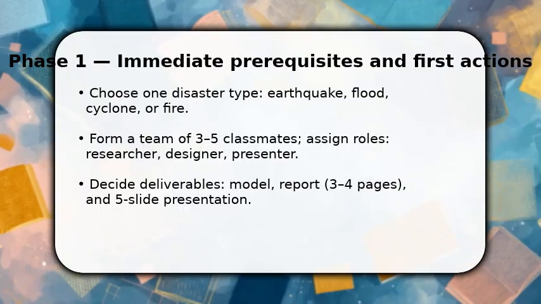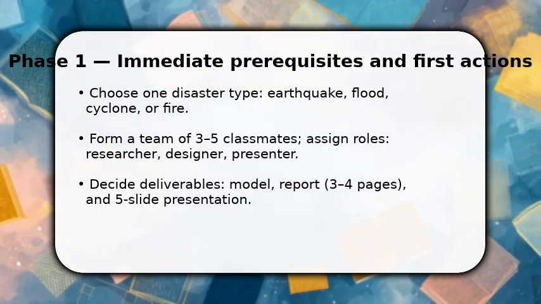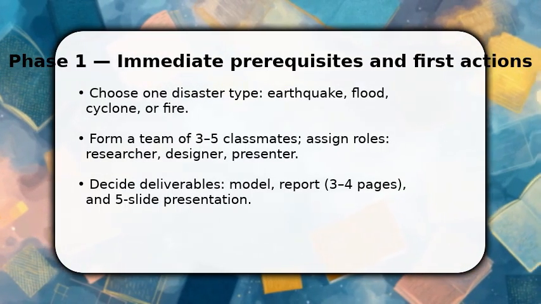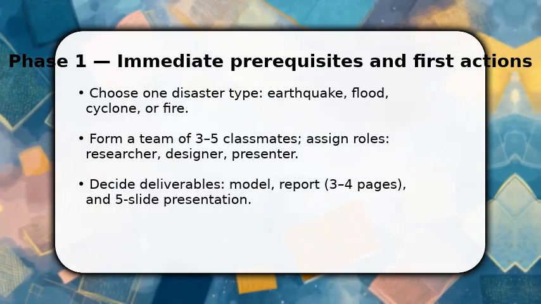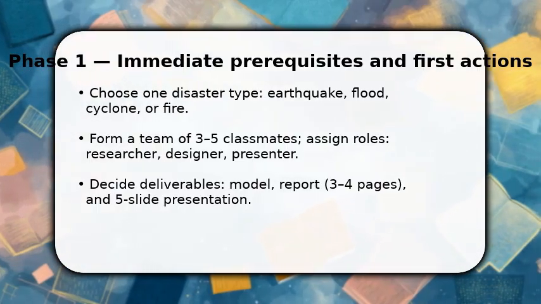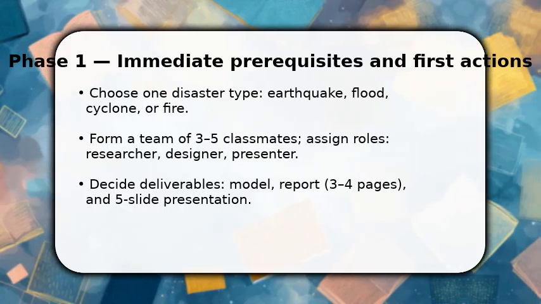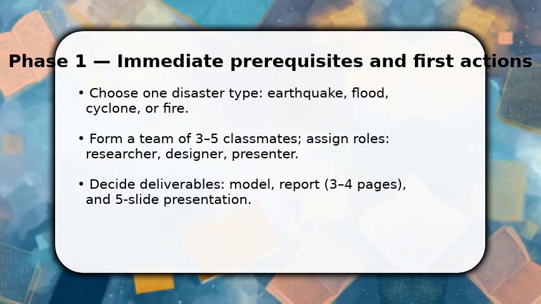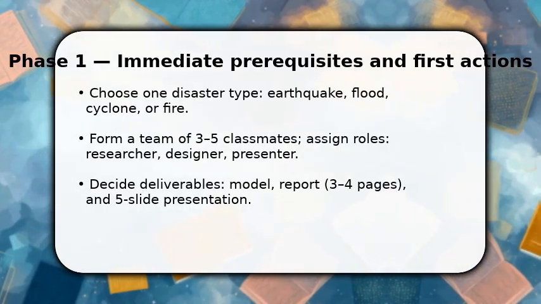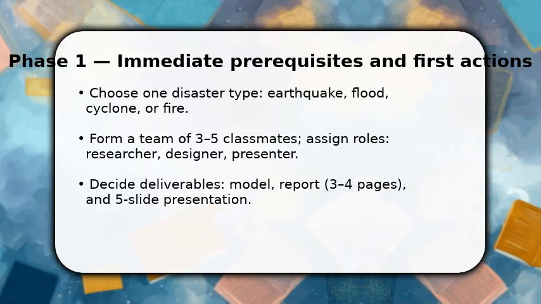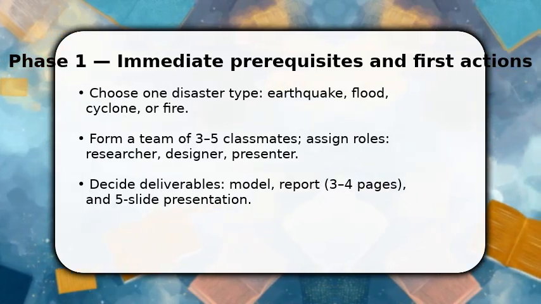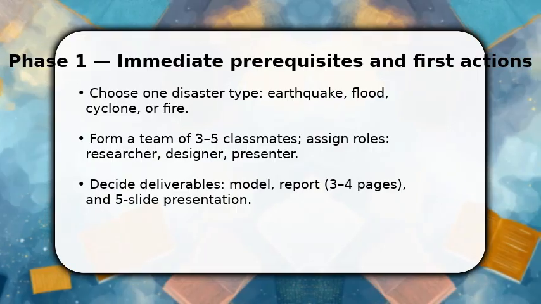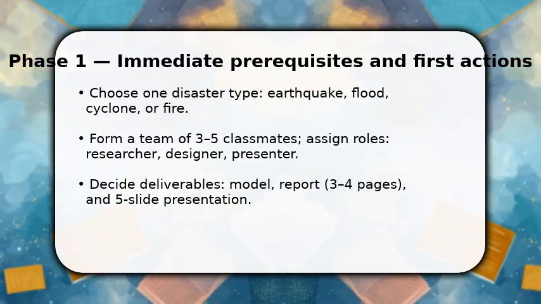You begin by setting a clear scope and immediate tasks. Pick one disaster to focus on and why it matters to your locality. Once chosen, assemble a 3-5-member team and assign roles so work moves in parallel. Make sure to agree on deliverables: a physical model or map, a 3-4-page report, and a 5-slide presentation. This prevents last-minute chaos and lets you start research and material collection right away.